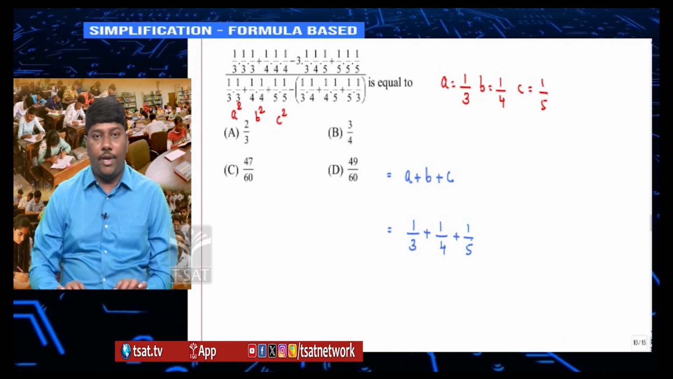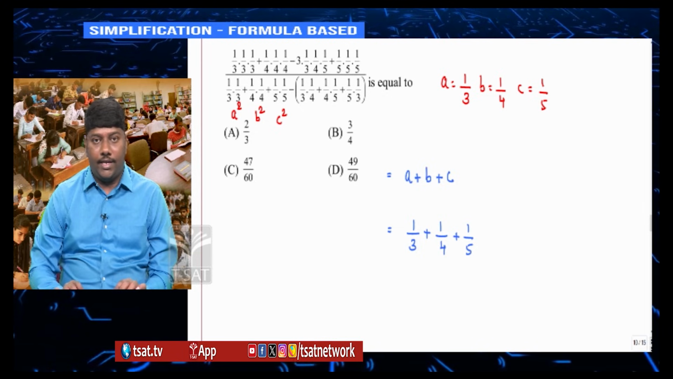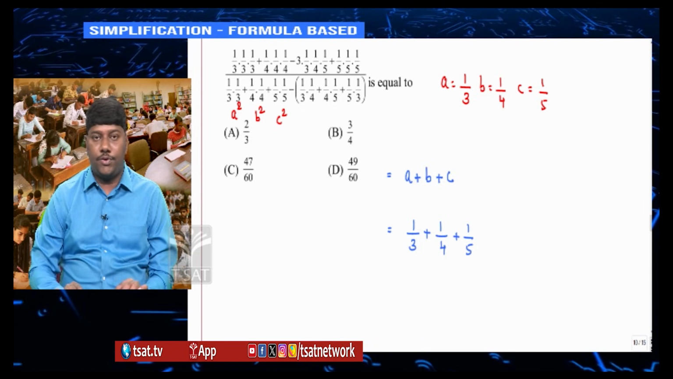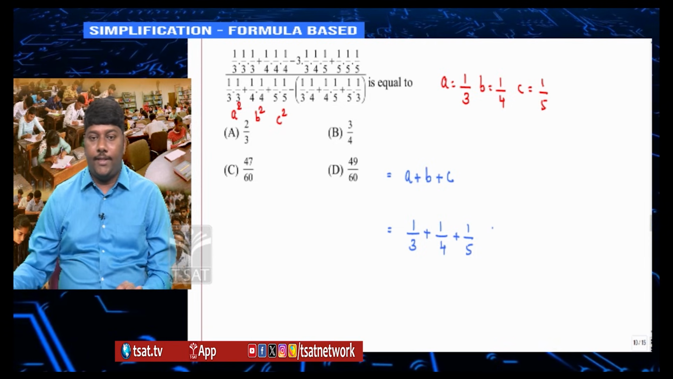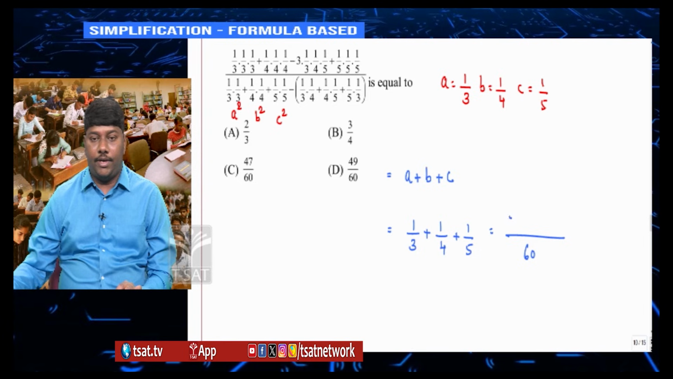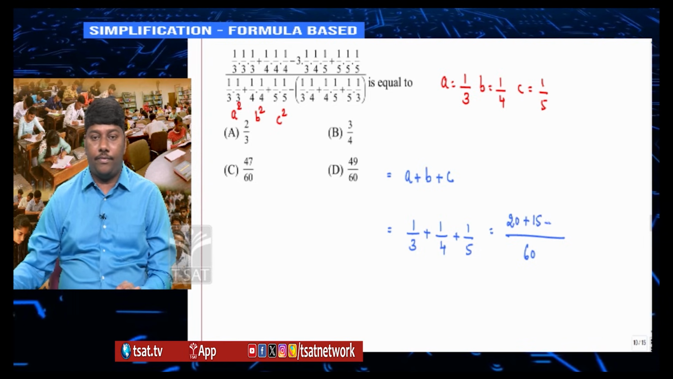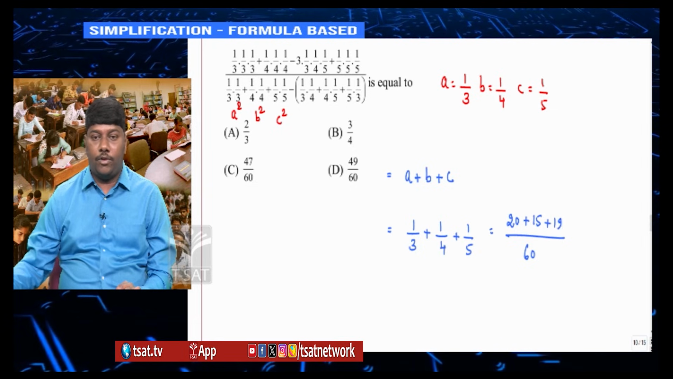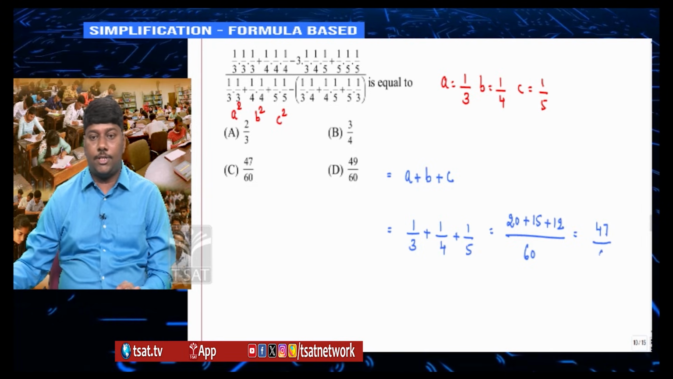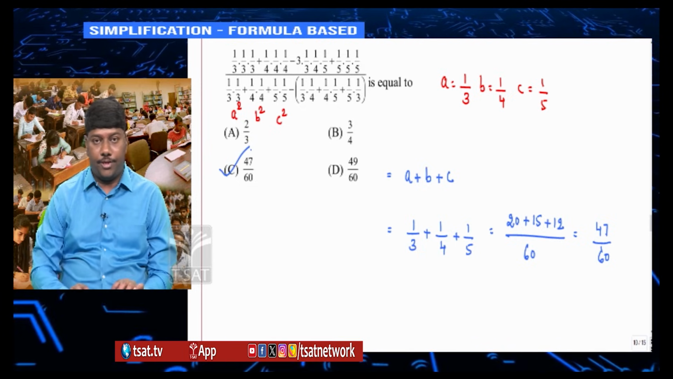It is in the form of A cube plus B cube plus C cube minus 3ABC divided by A square plus B square plus C square minus AB minus BC minus CA, which is equals to A plus B plus C. Take the LCM as 60. 4 into 5, 20, 3 20s; 4 15s; 5 12s. Therefore, it's going to be 47 divided by 60. So, answer is 47 divided by 60.